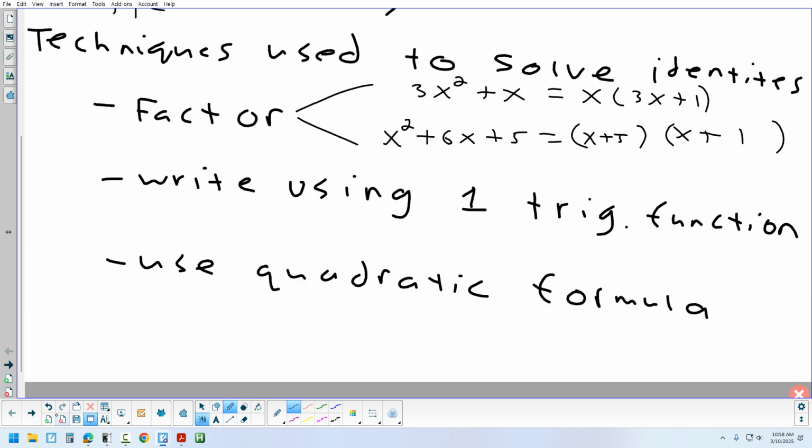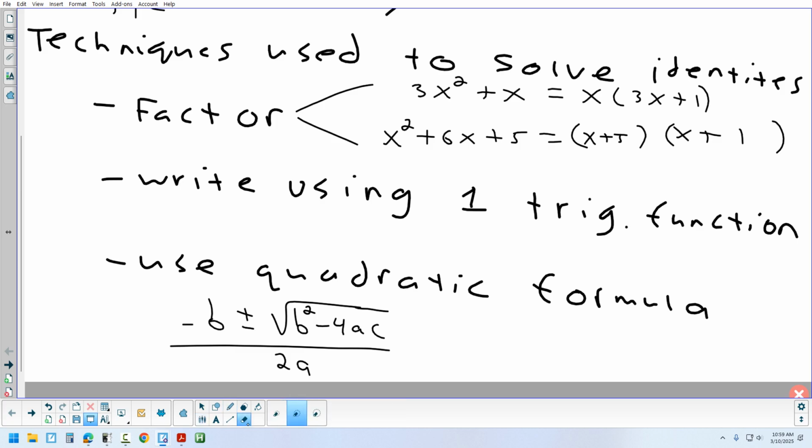And lastly, quadratic formula. So if you don't remember that, well, actually, you tell me the rest. What goes under the square root? Yep. B squared minus 4ac. And negative b over 2a. Yep. So we're going to use that formula today. You've probably only used it with like an algebra equation, but you can use it with a trig equation exactly the same way.